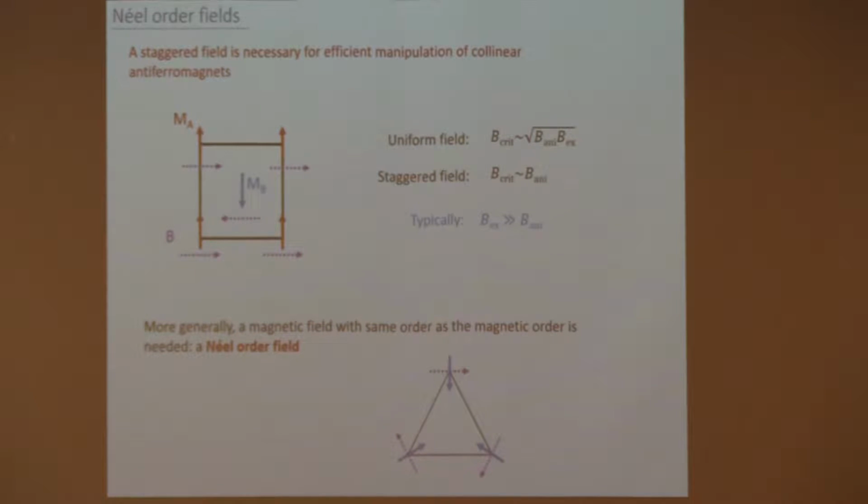What we need instead is a field which is staggered in a collinear antiferromagnet, so which has the same order as the magnetic order, which for a non-collinear antiferromagnet means some kind of non-collinear magnetic field. And this is something we haven't studied much in detail, it's mostly in the collinear case.